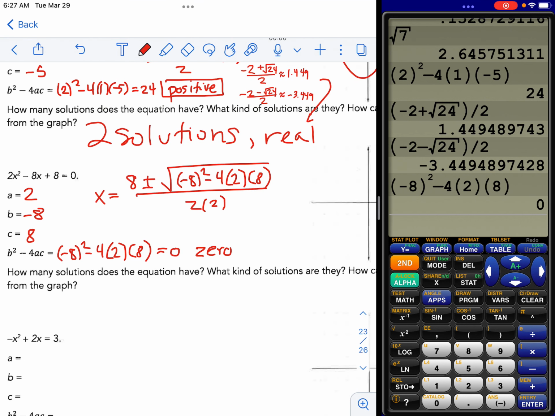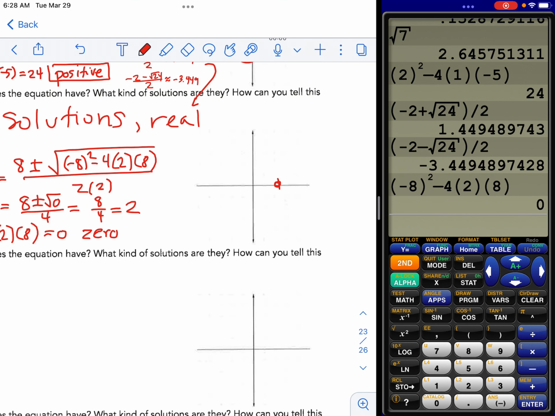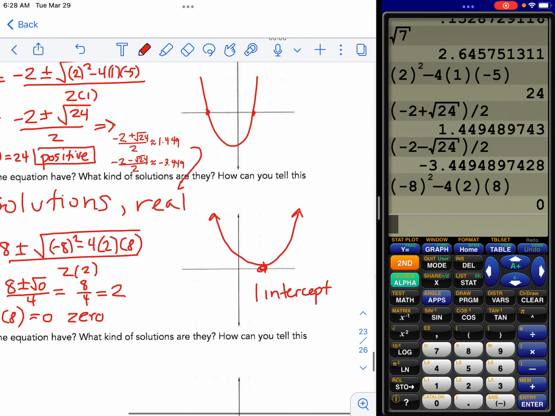When that's 0, this leads to 8 plus or minus the square root of 0 over 4. We don't need the plus or minus the square root of 0, that's just 8 over 4, and that's just 2. So now we have a single solution. It only crosses the x-axis in that one location. So one intercept instead of 2 intercepts.